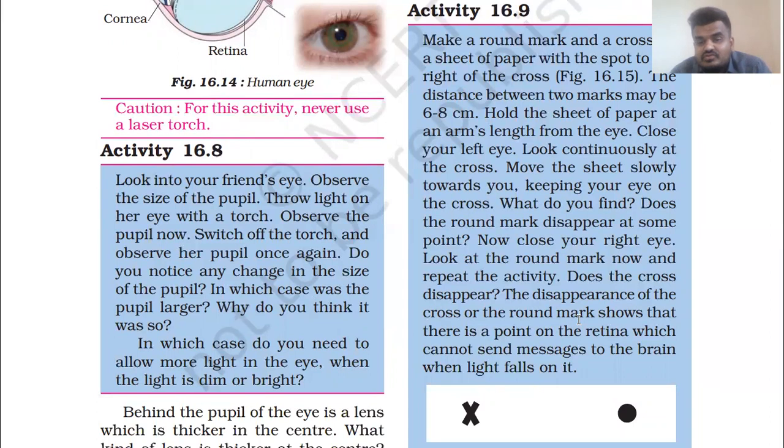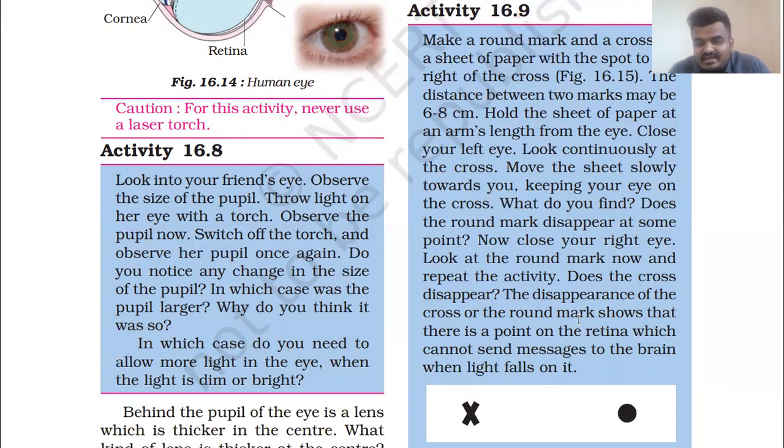Keep your eyes on the cross, simply focusing on it. So what do you find? Does the round mark disappear at some point? As you move the sheet towards you, you will observe that at one instant, the round mark disappears.